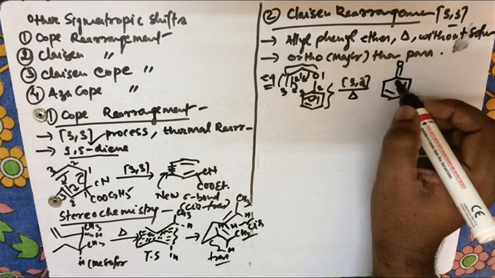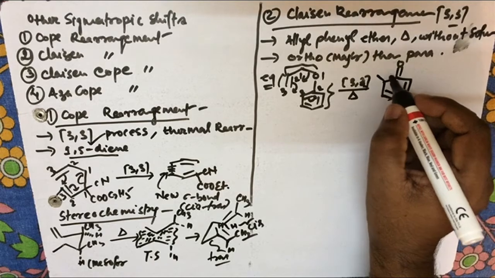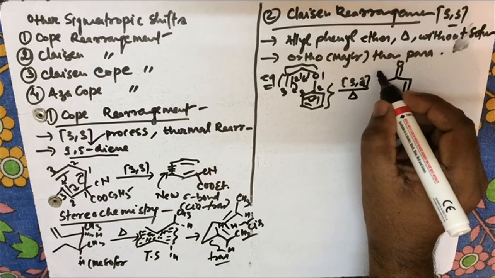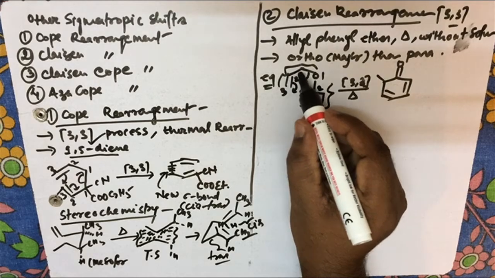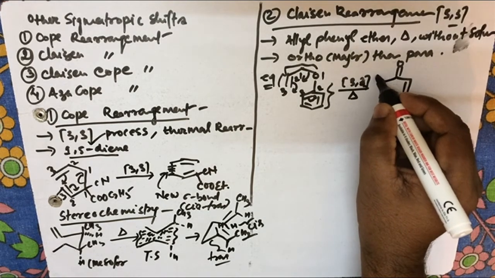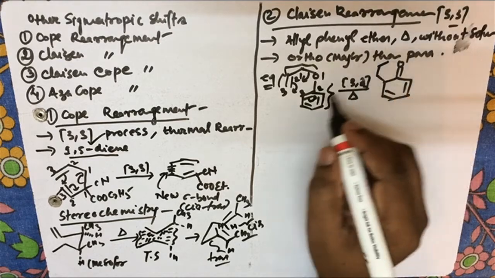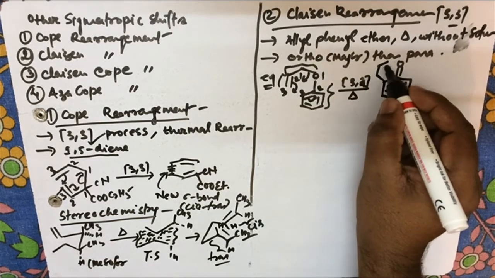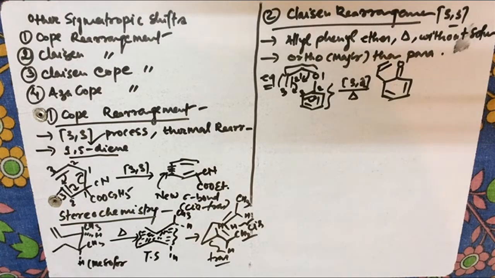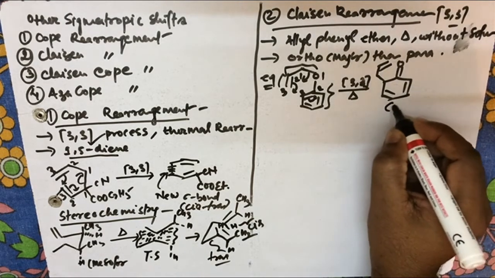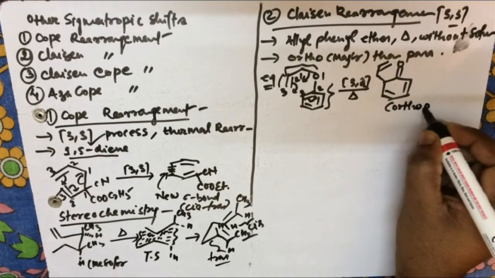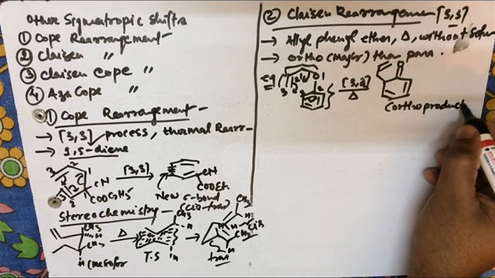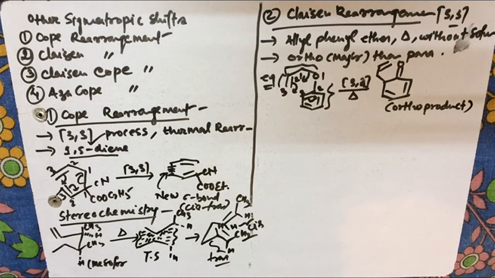Here you will get a double bond, and here you will get a new sigma bond. Here, 1, 2, 3 carbon, so the third carbon forms a sigma bond with the last carbon. So this is the product, this is the ortho product. Similarly, you will get the para product if both ortho positions are occupied.